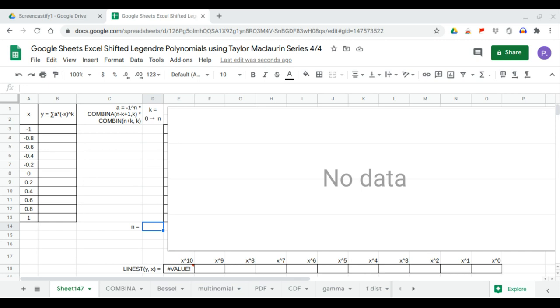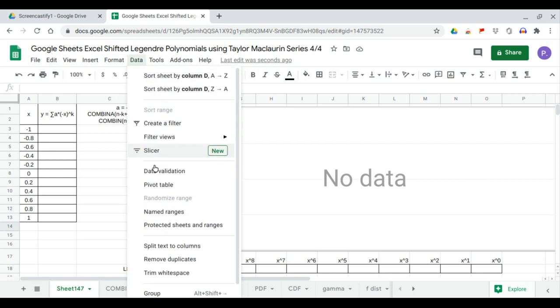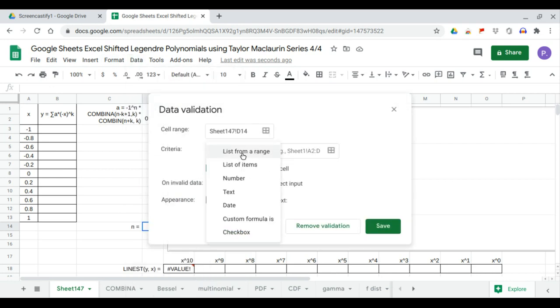In this video, we'll generate the shifted Legendre polynomials using Taylor-Maclaurin series. Here we have the summation of the shifted polynomial y equals a times negative x to the power k, and a is our coefficient, while k is from 0 to n, and n is data validation 0 to 5.